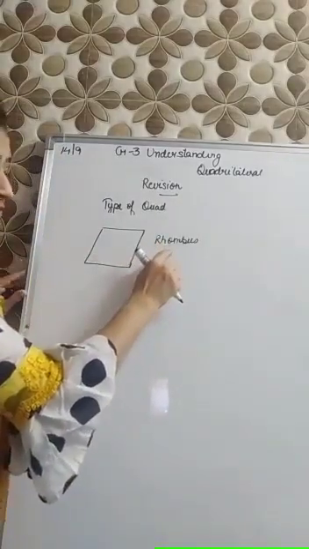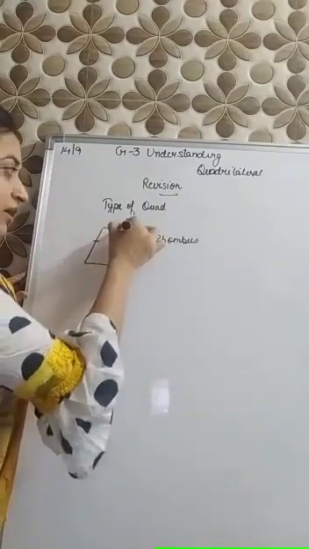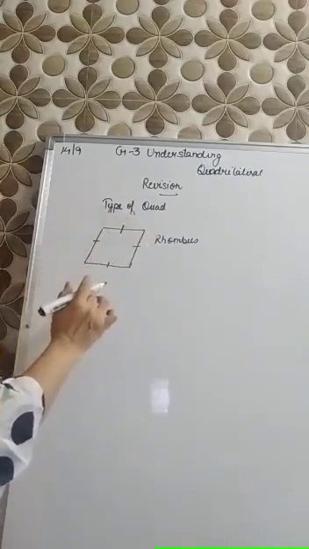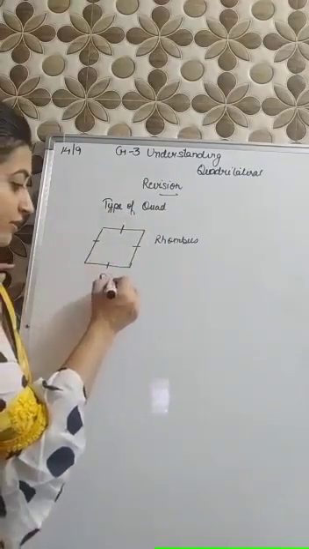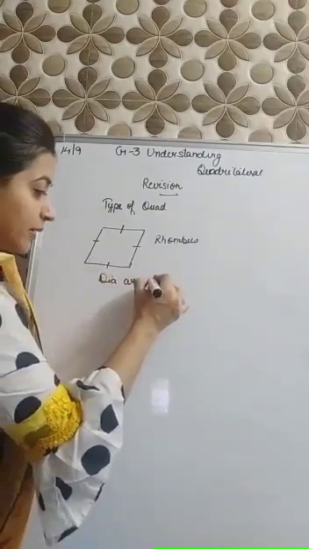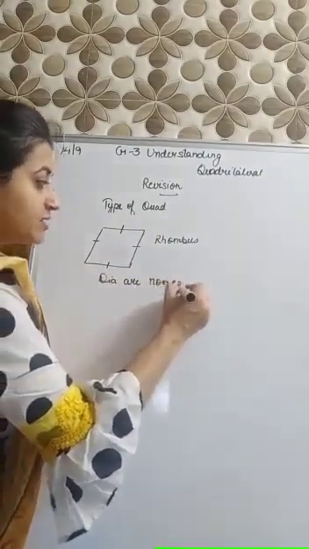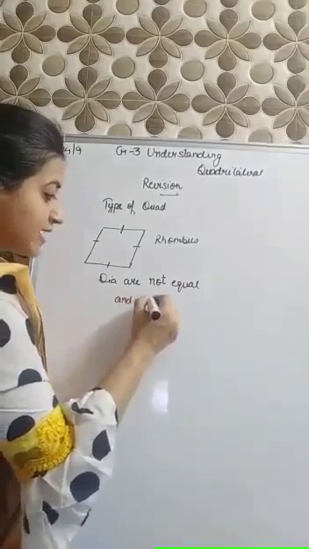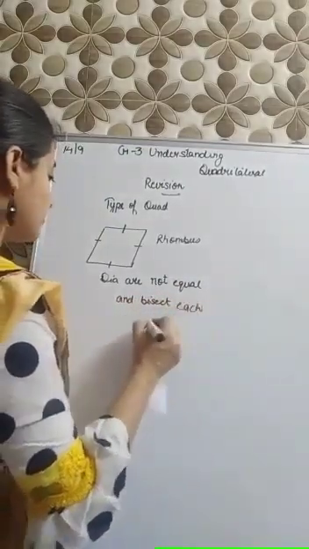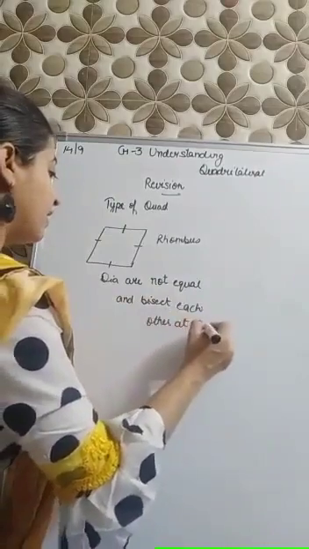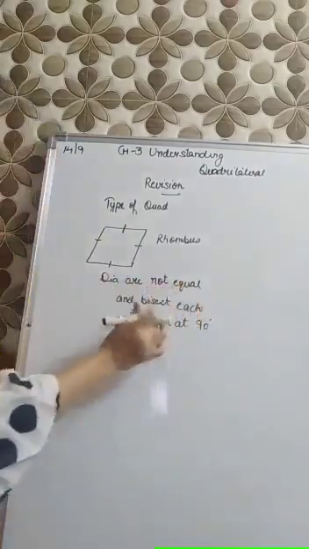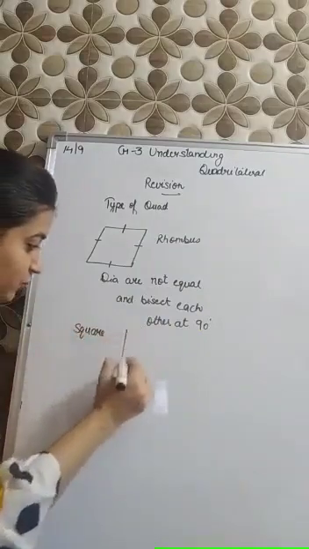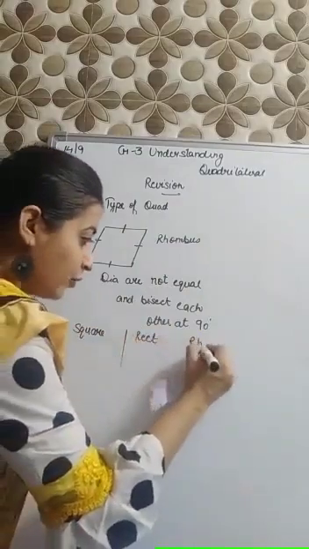Rhombus is again the type of a parallelogram whose adjacent sides are equal, but angles don't have any such property. The property related to the diagonals are: diagonals are not equal, but they bisect each other at right angle. So at the end, I am going to tell you the difference between the square, rectangle and rhombus.